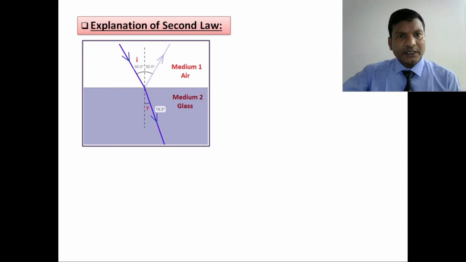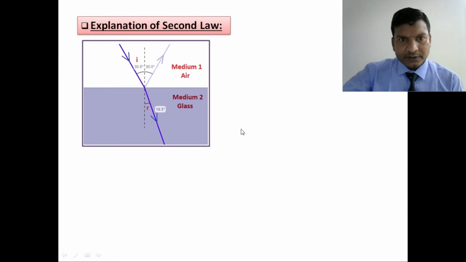Now see in this diagram, one diagram is shown over here. This is medium 1, this is medium 2. Medium 1 is air, you can see over there, and medium 2 is glass. Are you seeing this? And this is the incident ray, this is the refracted ray. Here the angle of incidence is 30 degrees and the angle of refraction is 19.3 degrees. So let's find the refractive index of this glass with respect to air.